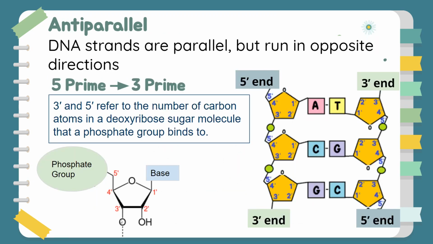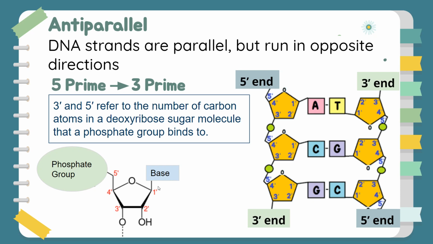Analyzing that sugar-phosphate backbone closer, we can also see that there are 2 strands running alongside each other, but they actually have opposite directions. We refer to this as anti-parallel. Parallel, meaning they run alongside each other, but anti because they actually go in opposite directions. As you can see in our image, one of the strands runs from the 5' end to the 3' end, and the other runs from the 3' end to the 5' end.